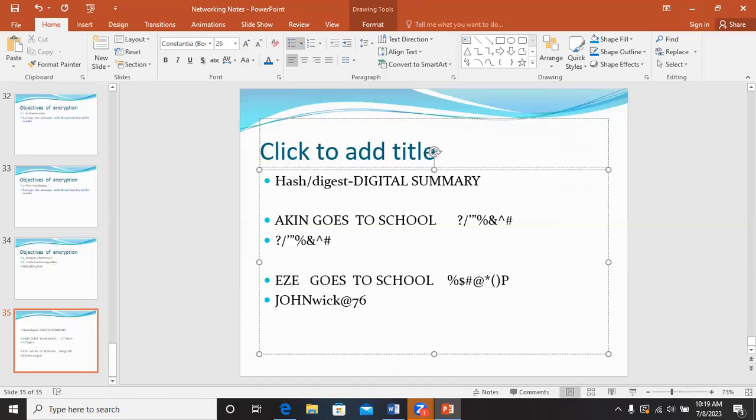At least, generally, the length is more than 10. It has capital letter, small letter, numerals, and special character. So, generally, this is a strong password. John Wick at 76. Now, a very good password system cannot or should not store my password like this. It should use a hash function algorithm to convert this John Wick at 76 to a digest. So if you look at the password file, you will not see this John Wick at 76. You will see something like this.